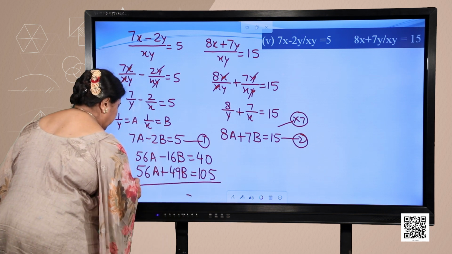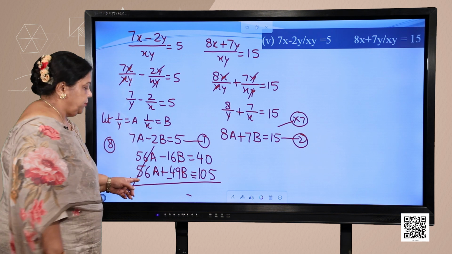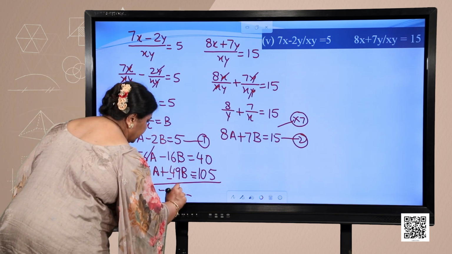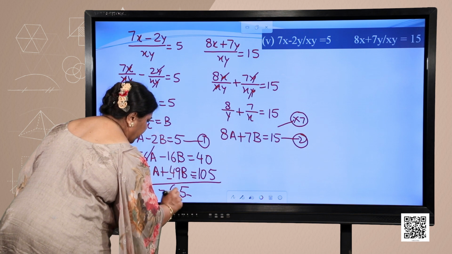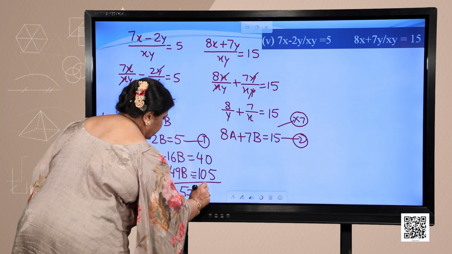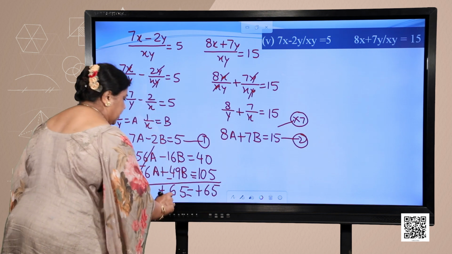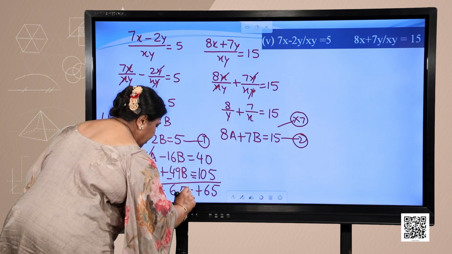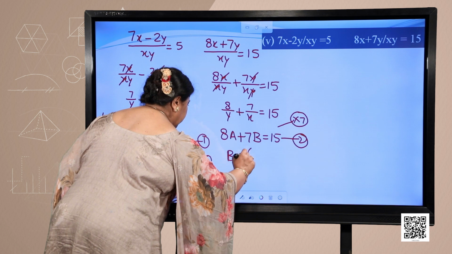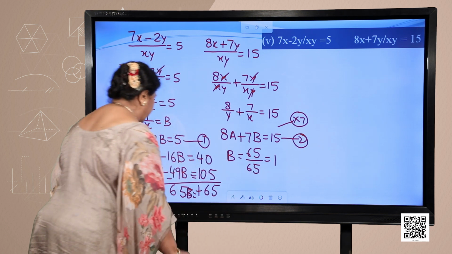So, same sign we subtract. So, 56a minus 56a gets cancelled. We are left with minus 65b is equal to, yes, minus 65. So, minus gets cancelled, and here b I have missed. So, b is equal to 65 upon 65. So, b is equal to 1.